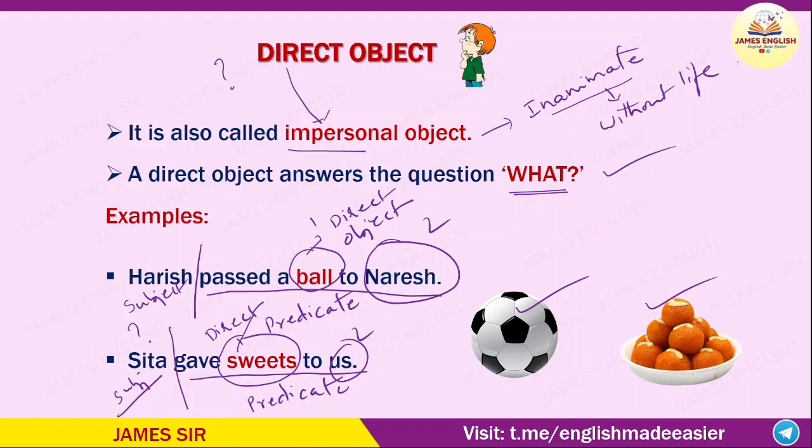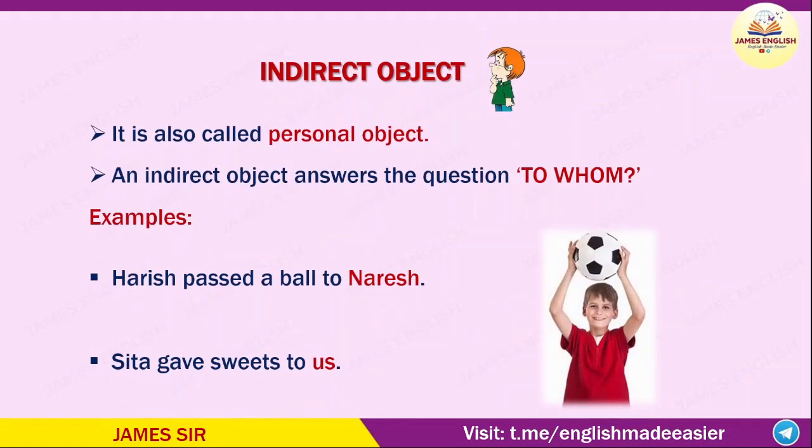Then, having learned what a direct object is, let us move on to an indirect object. An indirect object is also known as a personal object. Person means we know it gives life, right? An indirect object answers the question to whom? A direct object answers the question what? An indirect object answers the question to whom? Let us continue with the example.